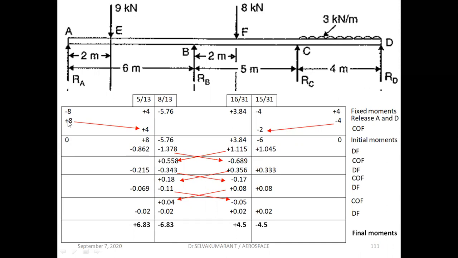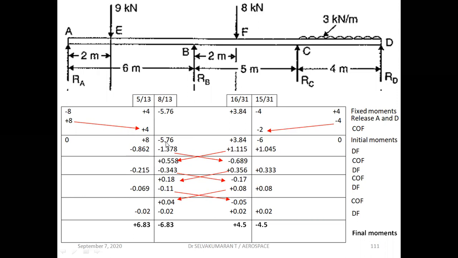Then you carry over this moment to the intermediate support: plus 8 multiplied by 1 by 2, minus 4 multiplied by 1 by 2. This is the carryover factor. Now draw the line and sum up. We call these the initial moments. These are the unbalanced moments, and they should be distributed among the intermediate supports.